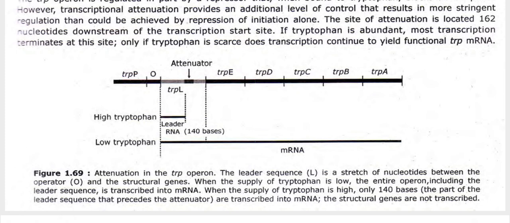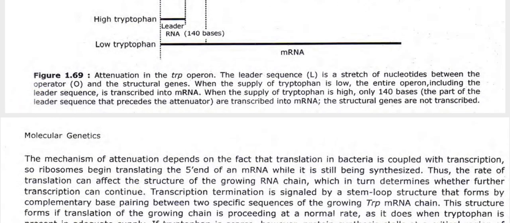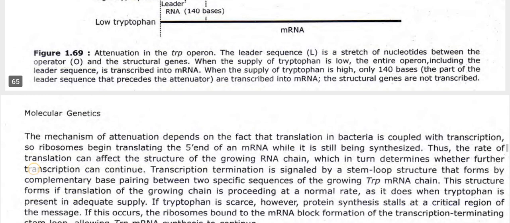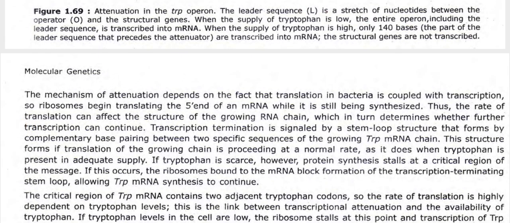Attenuation of the trp operon. The leader sequence is a stretch of nucleotides between the operator and the structural genes. When the supply of tryptophan is low, the entire operon, including the leader sequence, is transcribed into mRNA. When the supply of tryptophan is high, only 140 bases, the part of the leader sequence that precedes the attenuator, is transcribed into mRNA. Structural genes are not transcribed.